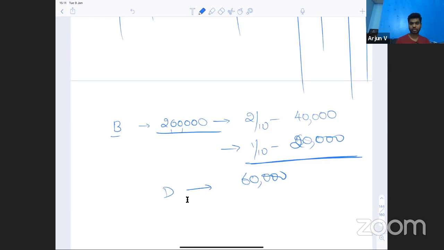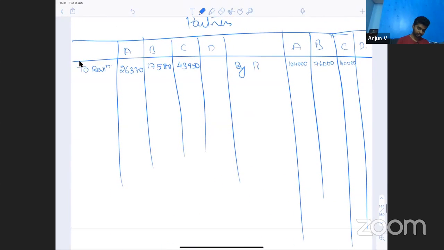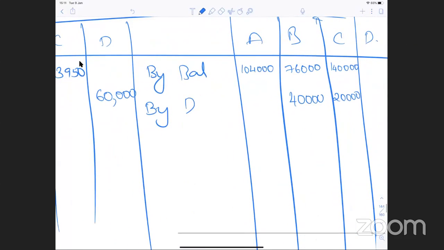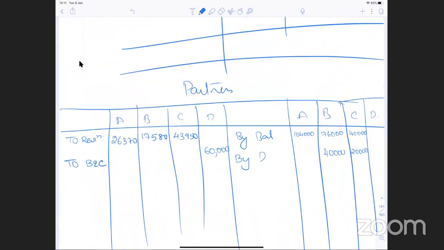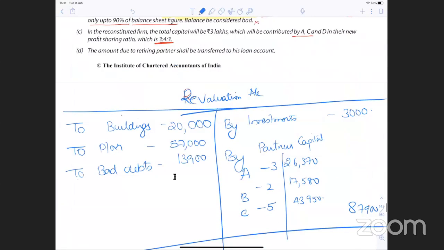Are you clear? So the partner who's been gaining here, I told you, you will be debiting D 60,000 and crediting 40,000 to B and 20,000 to C. Done.